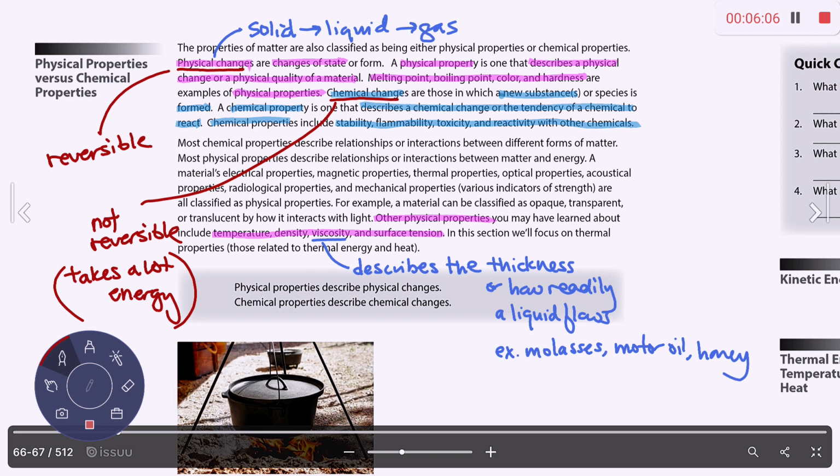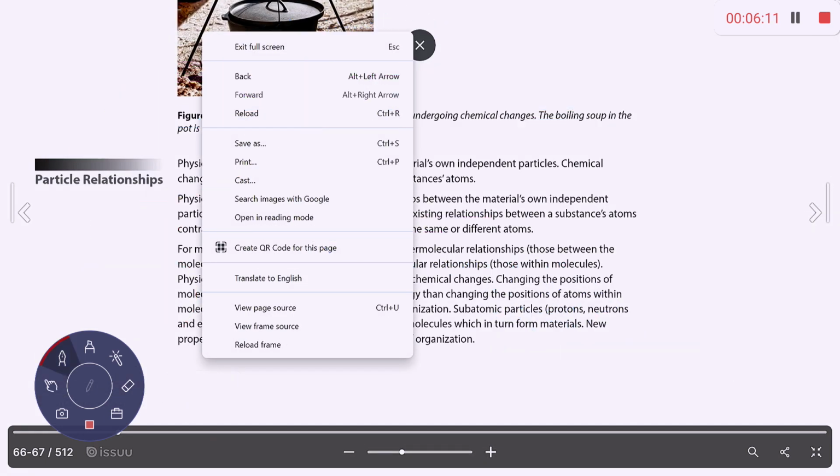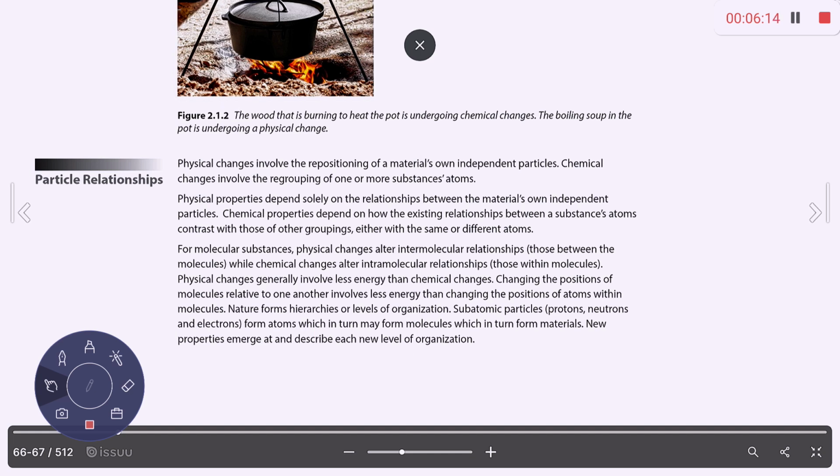We good? Okay. Let's come down here. Physical changes generally involve repositioning particles. Chemical changes involve regrouping atoms. So physical changes change intermolecular relationships. So whatever the intermolecular forces are between the molecules, those will likely change because we may pull them further and further apart as physical changes occur.